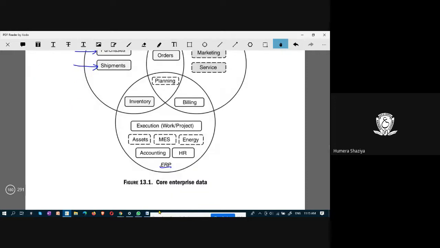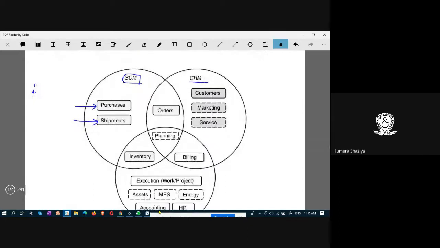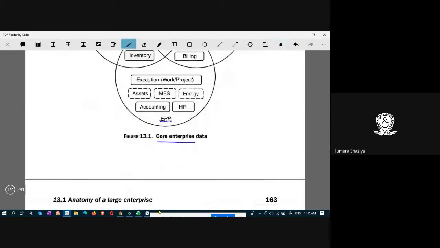Followed by ERP, Enterprise Resource Planning. This ERP has many functions like accounting, HR, assets, MES, energy, execution, and ERP shares inventory with SCM, billing with CRM, and all three have a common function which is planning. All right, these are the core enterprise data.